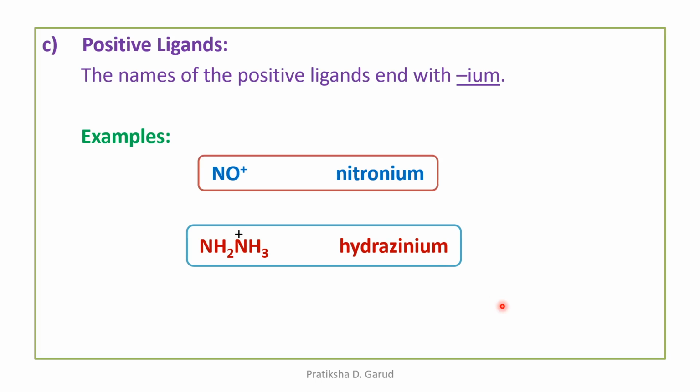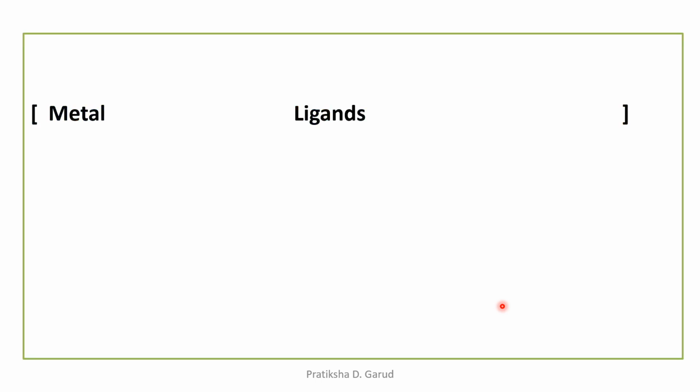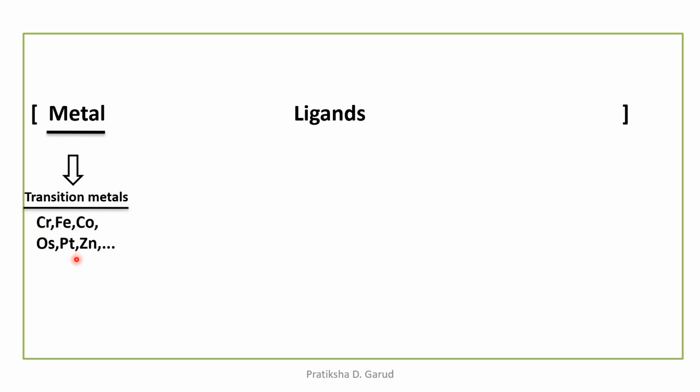So further we have seen that while writing the structure of the complex, we have to put the metals and the ligands in the square bracket, right? And then the ligands, that is the coordinating groups, are arranged alphabetically. So let's see this. We have the metals and the ligands arranged in square brackets, right? The metals are generally transition metals such as chromium, iron, cobalt, osmium, platinum, zinc, etc. So these are the examples of the transition metals.